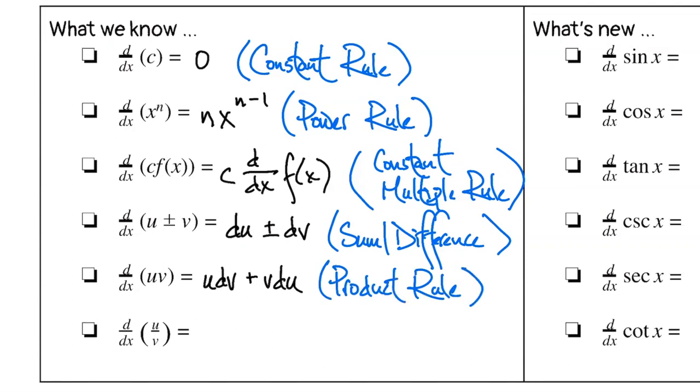And last but not least, looks like we've got a quotient rule over here. Anybody remember what that quotient rule is? v du minus u dv divided by v squared. Good.